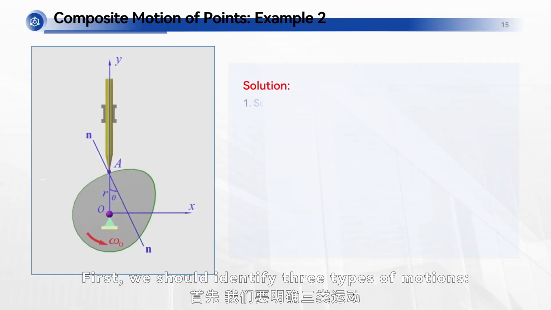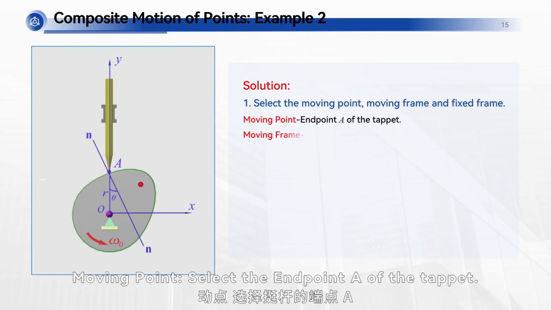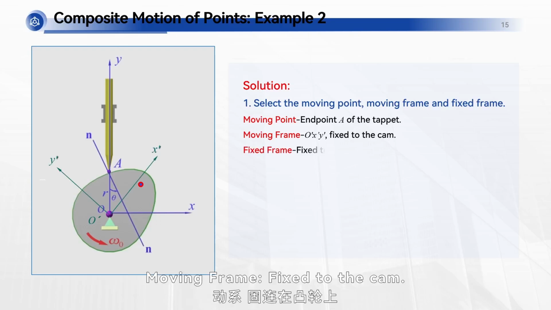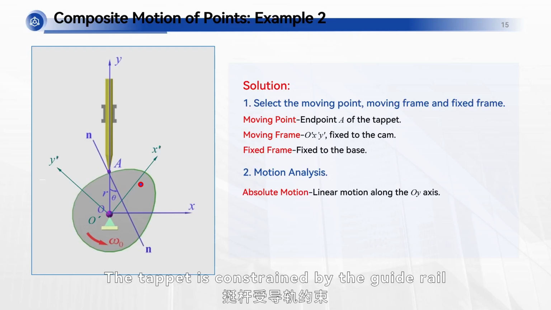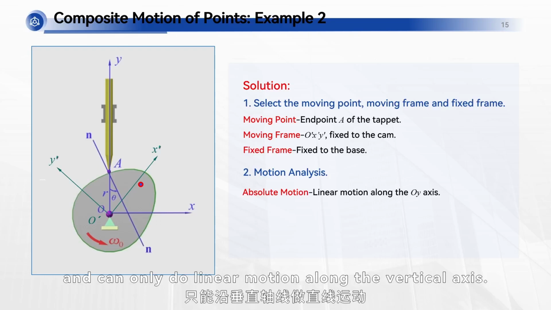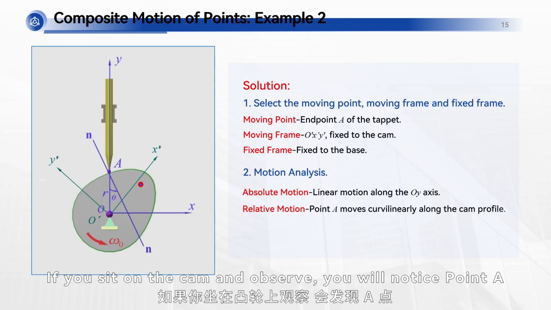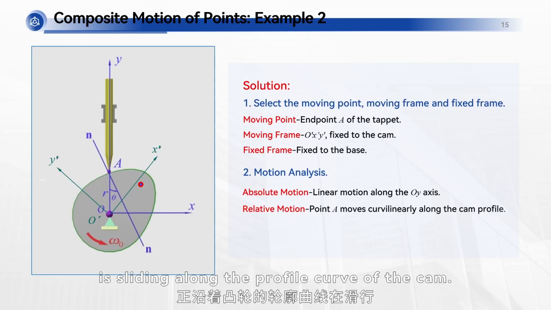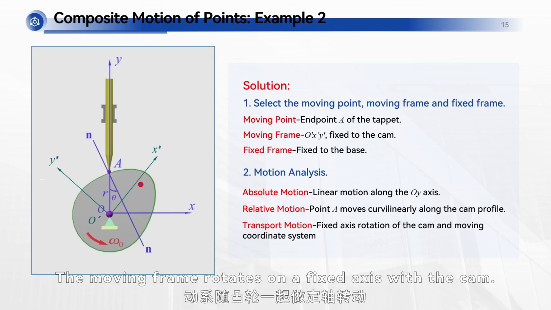First, we should identify three types of motions. Moving point. Select the endpoint A of the tappet. Moving frame. Fixed to the cam. Absolute motion. The tappet is constrained by the guide rail and can only do linear motion along the vertical axis. Relative motion. If you sit on the cam, you will notice point A is sliding along the profile curve of the cam. Transport motion. The moving frame rotates on a fixed axis with the cam.